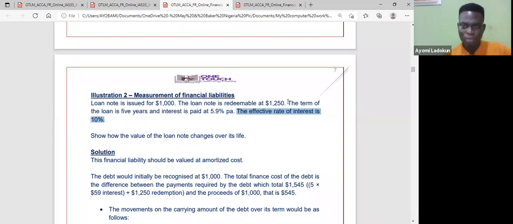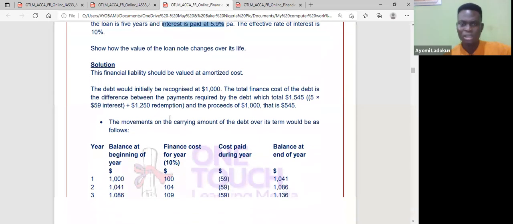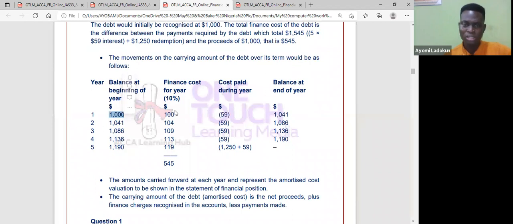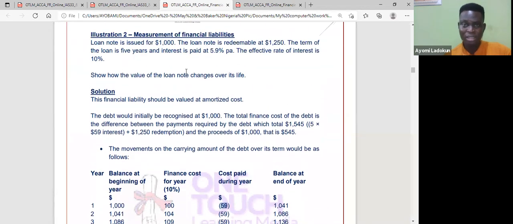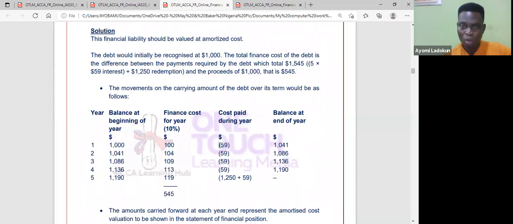Meanwhile, I will pay. Say the term of the loan is for 5 years, and interest is paid at 5.9%. So that is a cash flow payment. Okay. So I will charge 10% on this. I have 100. Then the cash flow is 5.9%. So we apply 5.9% on 1,000, and we have 59. So I'll be paying 59 every year. So if I net it off, that means I'll say 1,000 plus 100 minus 59.